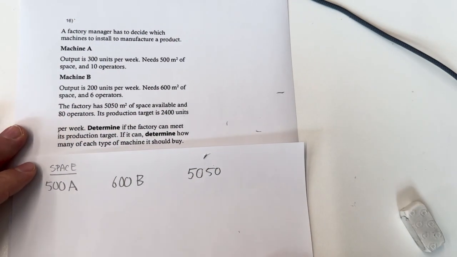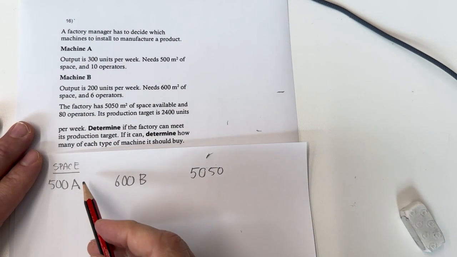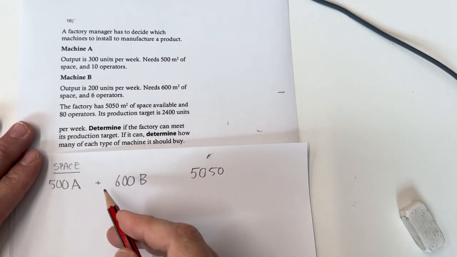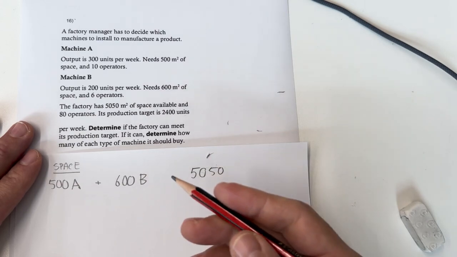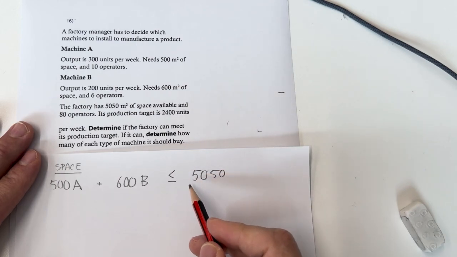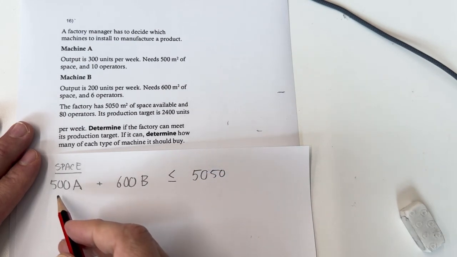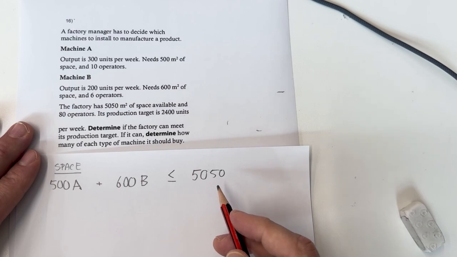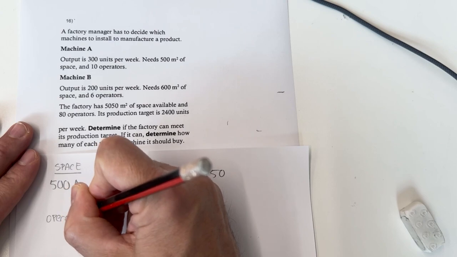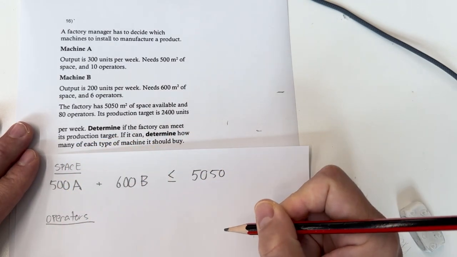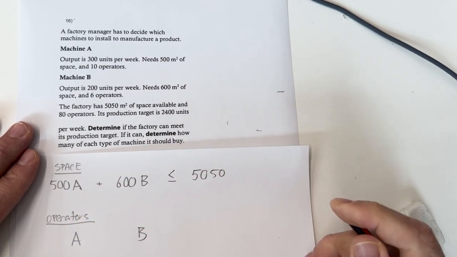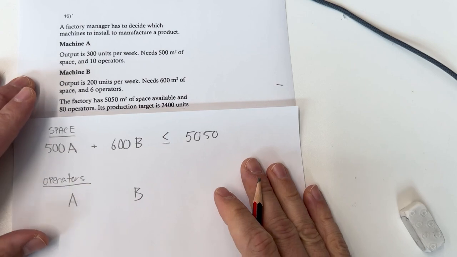Okay, so again, if you think about this conceptually, they're saying all the space needed for A and all the space needed for B must be less than or the same as the amount of space available. So that's our space equation. Okay, now we have the operators. Same idea, machine A and machine B.